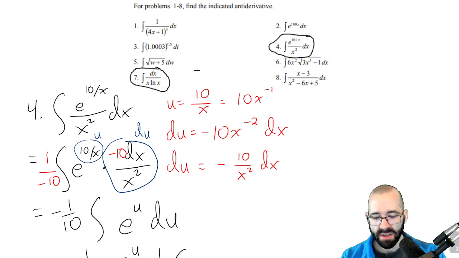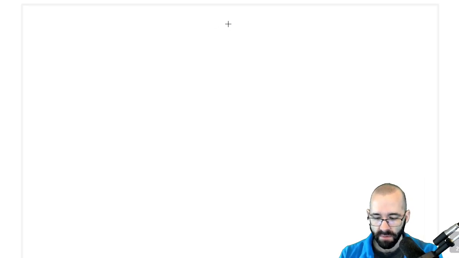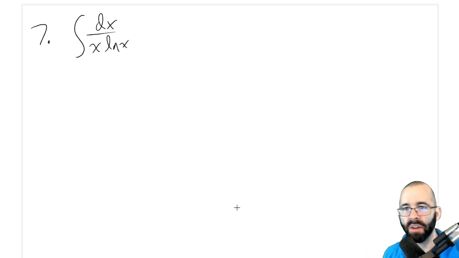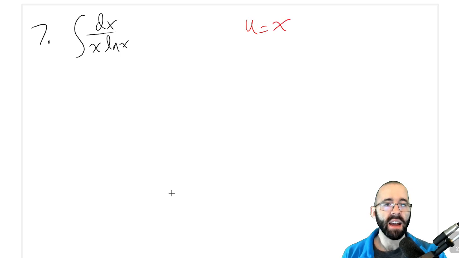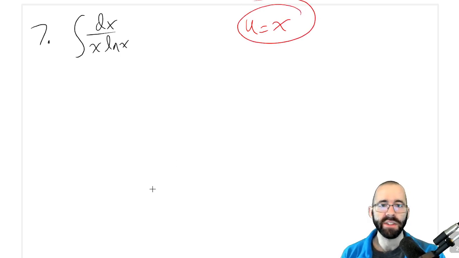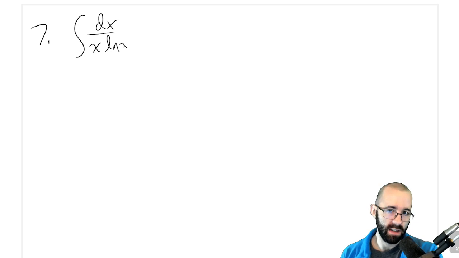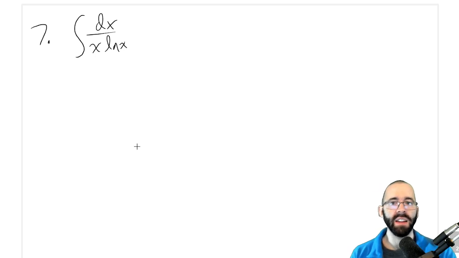All right, let's also look at number 7, the integral of dx over x ln x. This one's also a little weird because, again, there's no real inside function. The only thing on the inside of anything is x, but this is not a substitution. U being x, there's no functions here. You're just changing the letters. So that can't be it. So really the only other natural option is for u to be ln x.